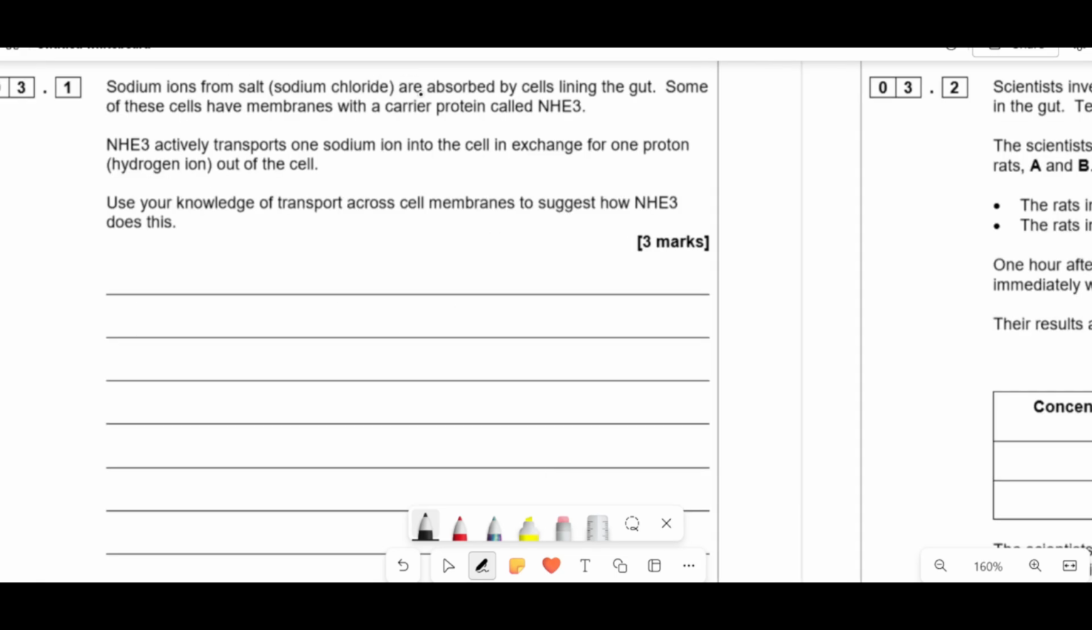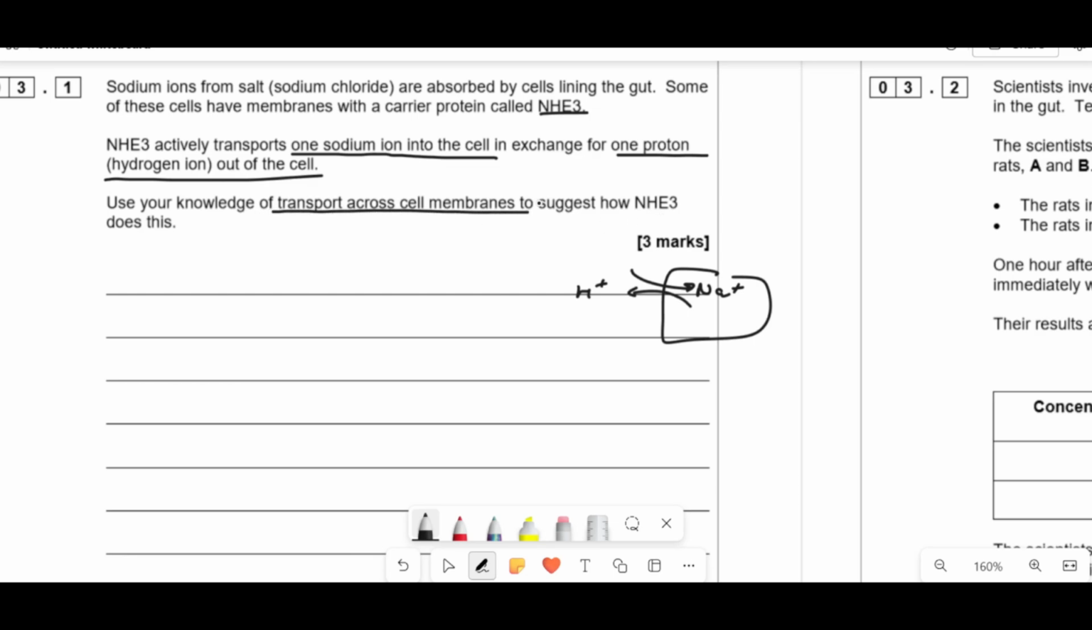So here it says sodium ions from salt, sodium chloride, are absorbed by the cells lining the gut. Some of these cells have membranes with a carrier protein called NHE3. NHE3 actively transports 1 sodium into the cell in exchange for 1 proton out. Right? So here's your cell. Na plus is in, but every time there's an H plus out. It says use your knowledge of transport across cell membranes to suggest how NHE3 does this.